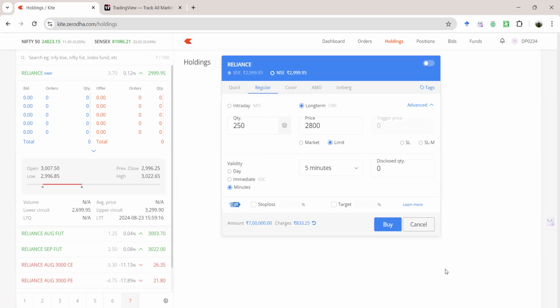But Prashant, if I want to buy, I need funds in my account, na. So can I buy without having the funds in my account for intraday?